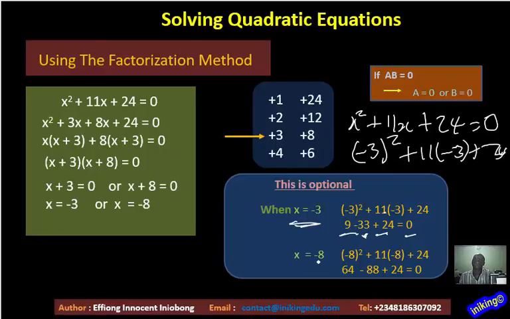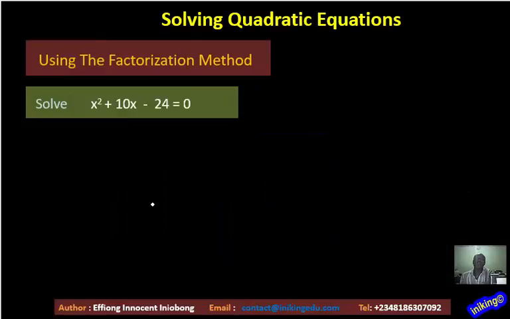The same thing is applicable when you substitute minus 8 into the equation. So that confirms that x equals to minus 3 and x equals to minus 8 are the solutions to the quadratic equation x squared plus 11x plus 24 equal to 0. Let's look at another example.